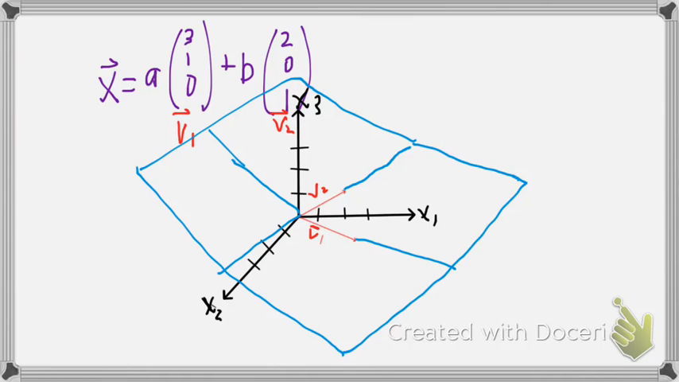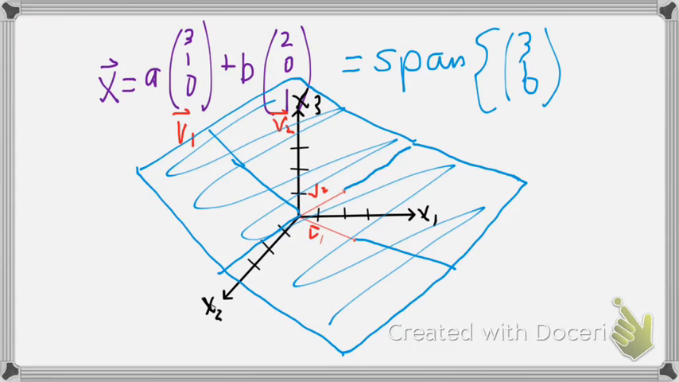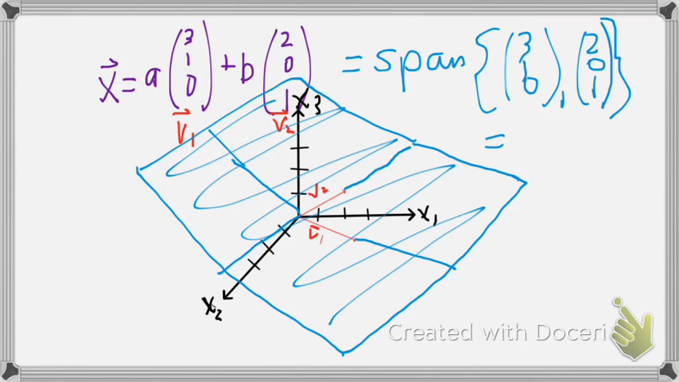So what does that tell us? That anything in this plane is a solution to this system. And what is another way that we can write the solution to this system? Again, we can say that this is the span of the vectors 3, 1, 0 and 2, 0, 1, which is also equal to the span of vectors v1 and v2.